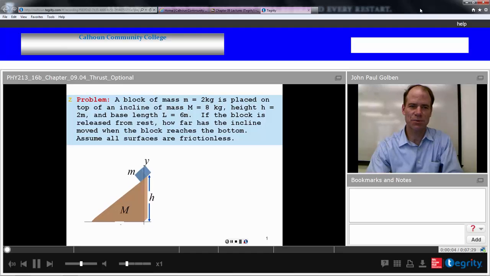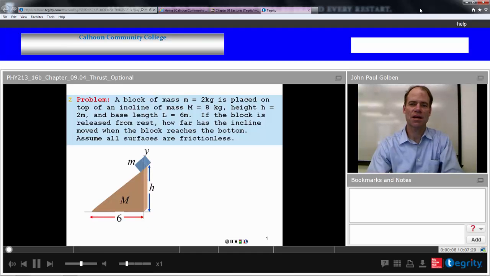Center of mass problem. A block of mass m equal to 2 kilograms is placed on top of an incline of mass 8 kilograms. Height 2 meters, base length 6 meters. If the block is released from rest, how far is the incline moved when the block reaches the bottom? Assume all surfaces are frictionless.